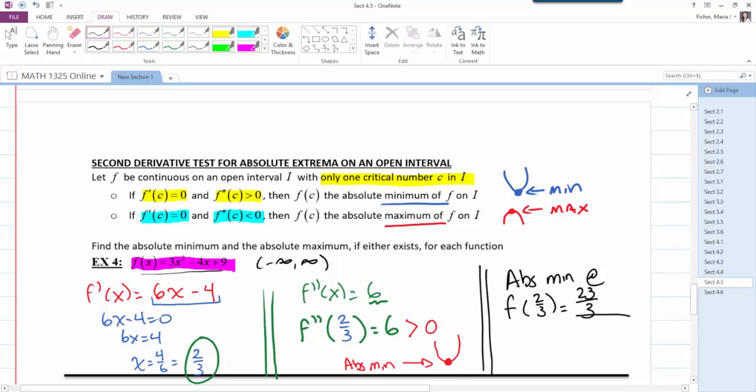Now, I did not have an absolute max. How do I know I don't have an absolute max? Again, you can only have one critical number. We only had one critical number, and the value of the second derivative at that number was positive, which means I'm concave up, which means that this has got to be an absolute min.